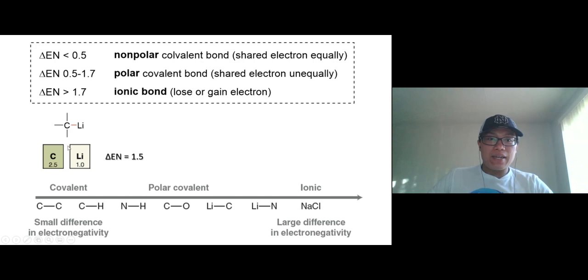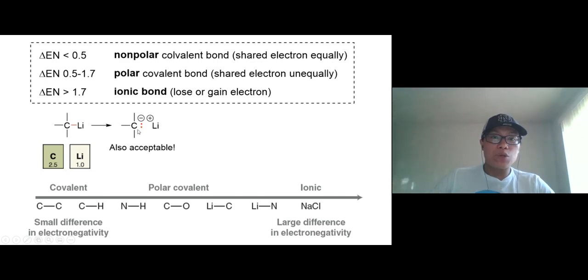In reality, this carbon right here is really reactive. Right? This carbon can use the lone pair, one from the carbon itself, the other one from lithium. It uses this lone pair to form a bond with someone else. Right? So in this case, we can treat the carbon and lithium bond as an ionic bond. This is also acceptable. Okay.